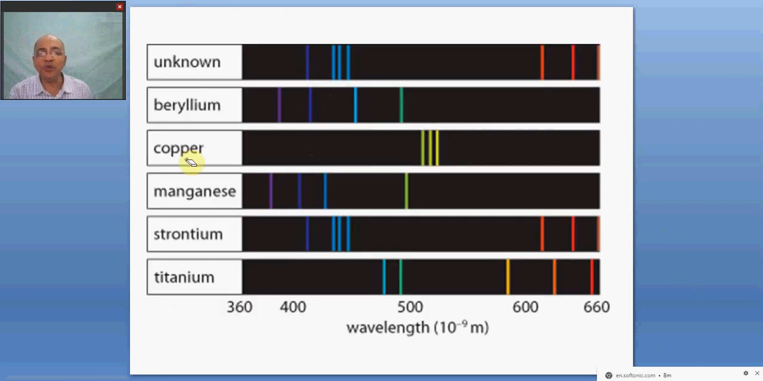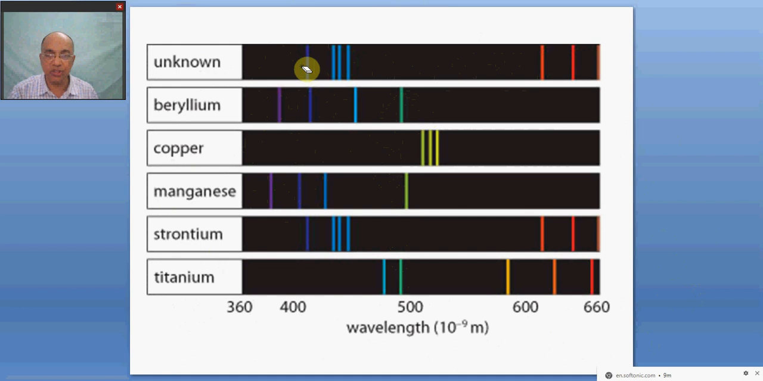Now here I have shown you five elements: titanium, strontium, manganese, copper, beryllium, each of which produces a characteristic unique line spectrum which doesn't match with anybody. Beryllium, copper, they have distinctly different line spectra. And this one is the spectrum of an unknown element. I give it to you. You match it with these five spectra and tell me, is it any element belonging to these five? Does it match with any other known element?